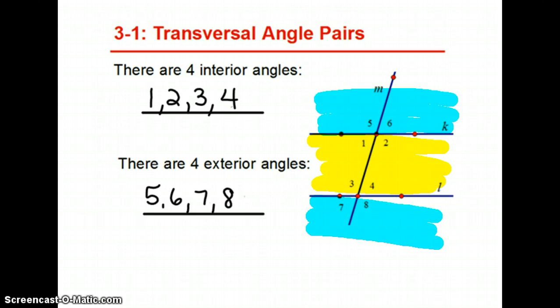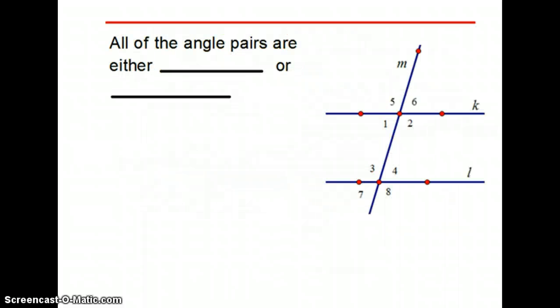Now all of these angles are either acute or they're obtuse. And some of the angles are congruent, some of the angles are supplementary. So we're going to look at the different angle pair relationships and identify which ones are congruent, which ones are supplementary. So once again, all of the angles are either congruent or they are supplementary.